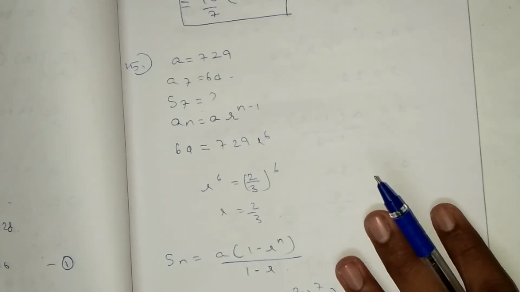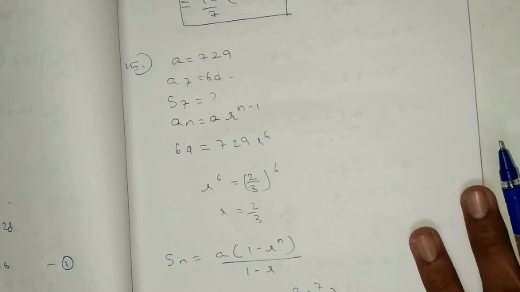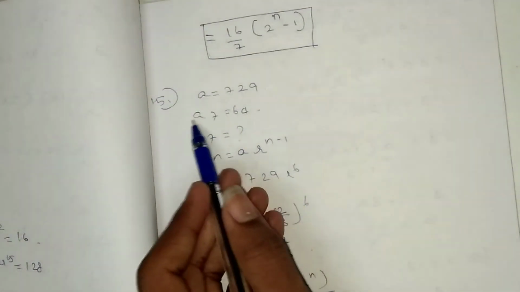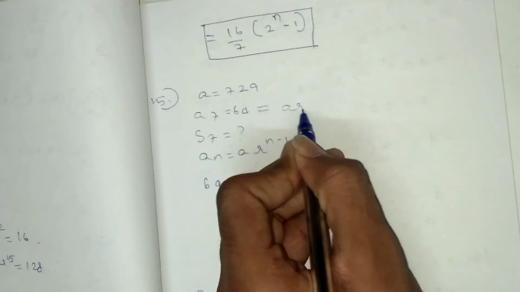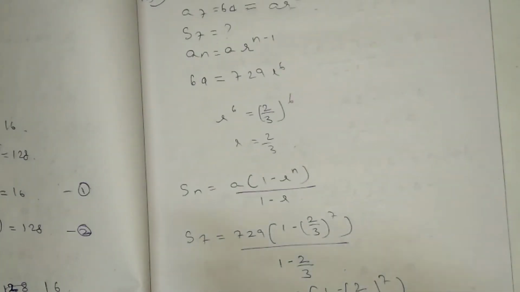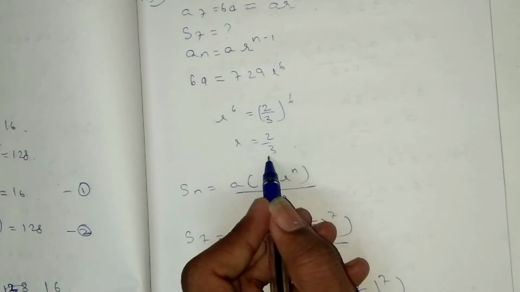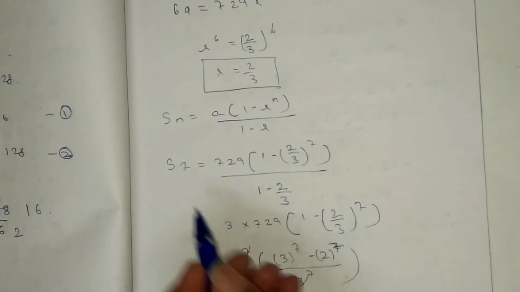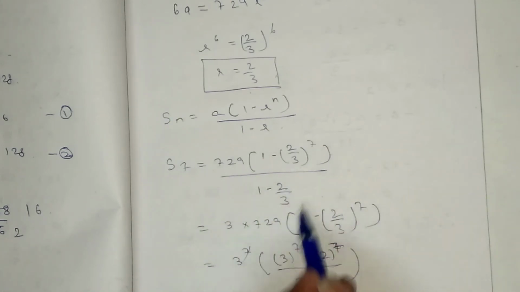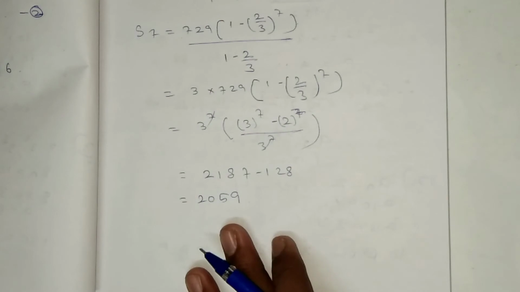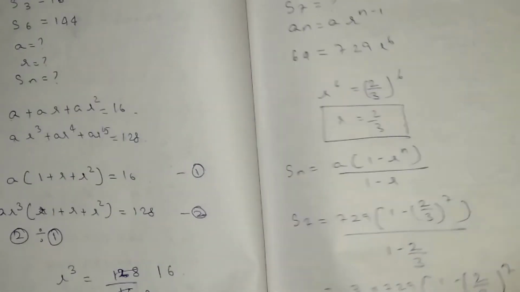They have given us a GP and they have given us the first term, and the seventh term is equal to 64. They have asked us to find the summation of the first 7 terms. Now since this is equal to ar to the power 6, you can substitute the value of a and find the value of r. The value of r would be 2 divided by 3. Now they have asked us to find the summation of the 7 terms, so we should substitute that in the formula, and you can find the value of that. The answer would be 2059.